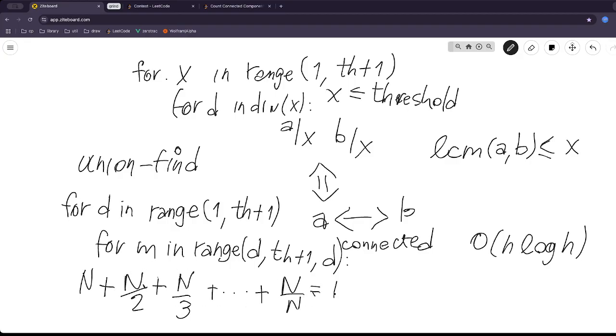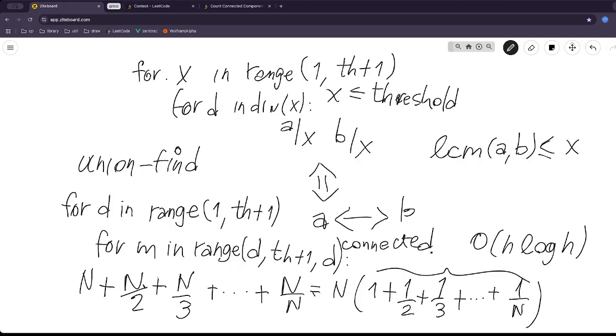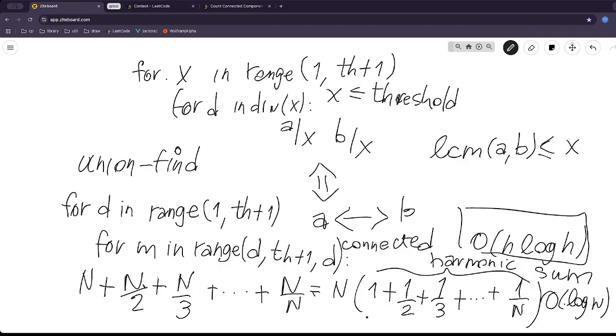So here we can take common factor n, and so this is going to be 1, 1 over 2, 1 over 3, and so on until 1 over n, right? And this is what is called the harmonic sum. And you have to believe me that the sum is O of log of n. So the whole thing is n log n, right? So you can check this in Wikipedia. So I guess that's all we need.